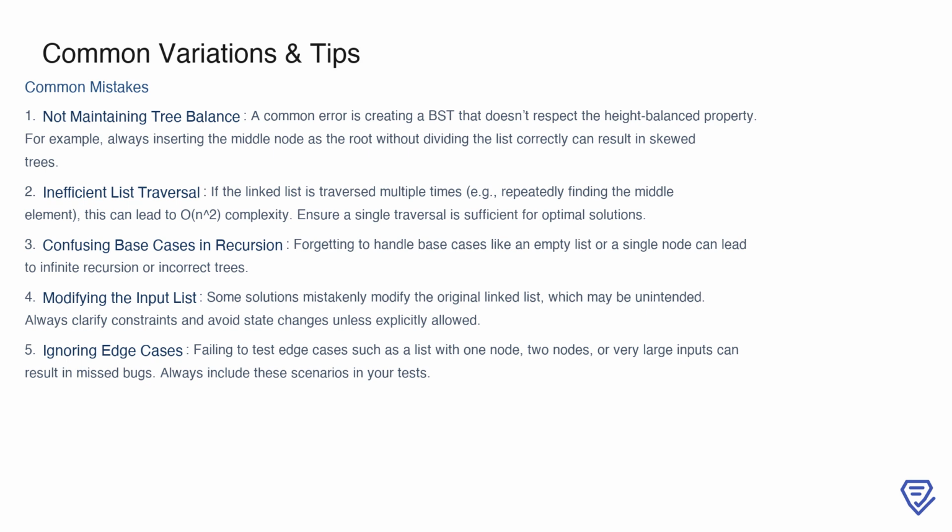Errors in recursion are also common, particularly when base cases are not well defined. Forgetting to handle scenarios like an empty list or a single node list can lead to infinite recursion or incorrectly constructed trees. Additionally, modifying the input list is something to watch out for. This may conflict with the problem constraints and produce unintended side effects. Finally, edge cases like a one-node list, a two-node list, or even very large inputs are often overlooked. Testing against these scenarios is crucial to ensure your solution is robust and bug-free.